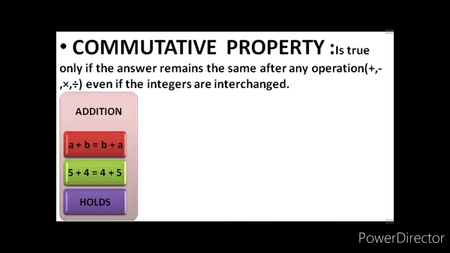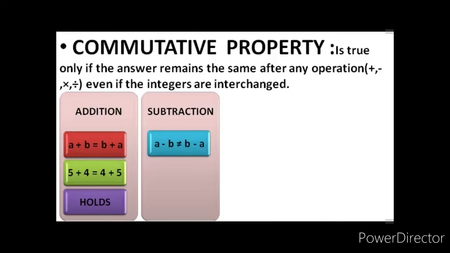Subtraction. Subtraction of two integers is not the same if the integers are interchanged. That is, a minus b is not equal to b minus a. For example, 5 minus 4 is not equal to 4 minus 5. Thus, commutative property does not hold true for subtraction.